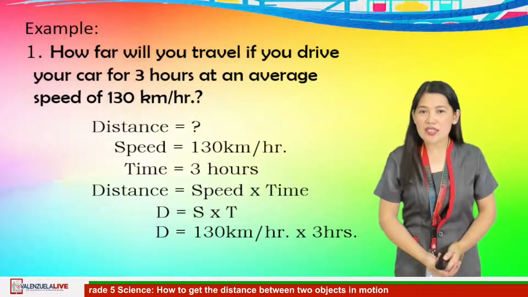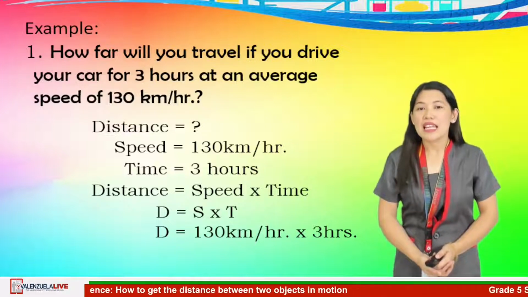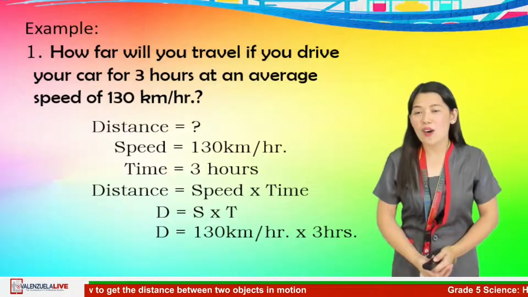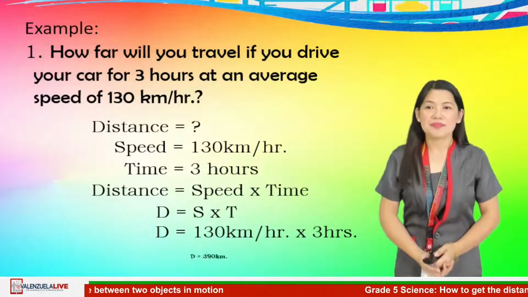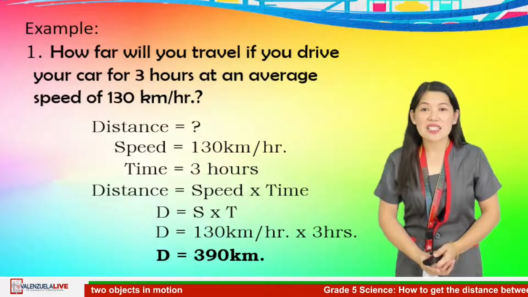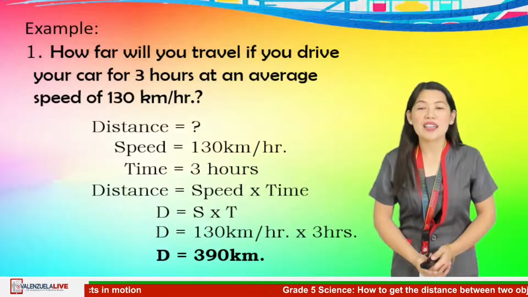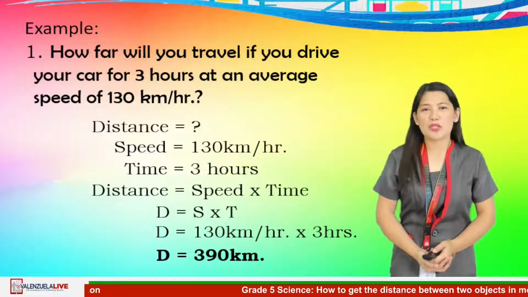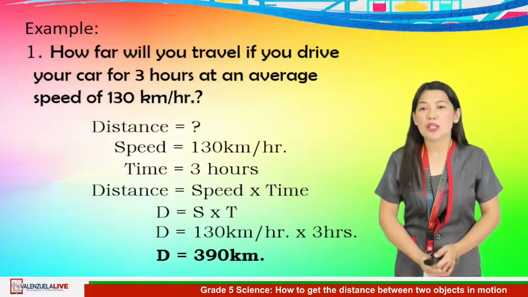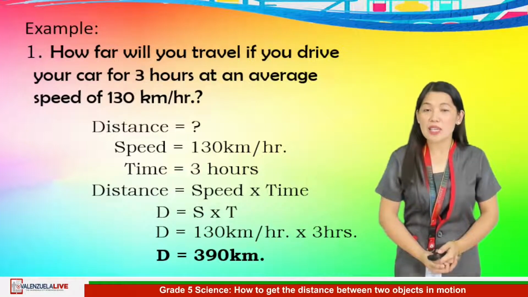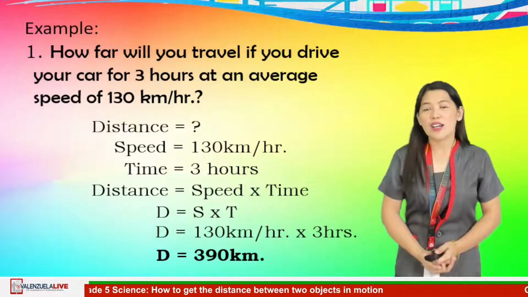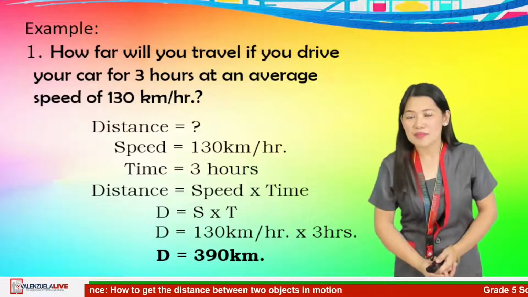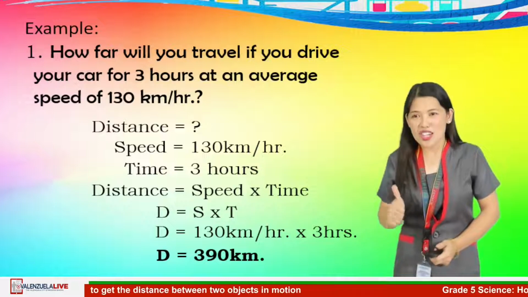So, what is your answer? Let's see if your answers are all correct. The answer is distance is equals to 390 kilometers when you drive your car for 3 hours at an average speed of 130 kilometers per hour. Who got the same answer? Good job!